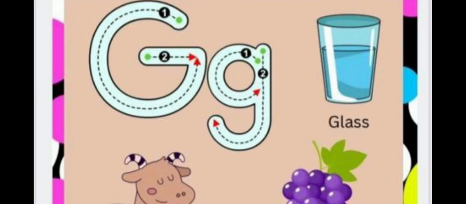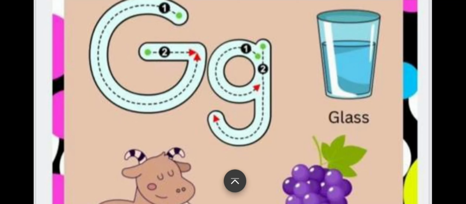So, we will not waste time and we will start our today's lesson, that is G. Okay? G. Today, what will we study? We will study G. How do we write G?